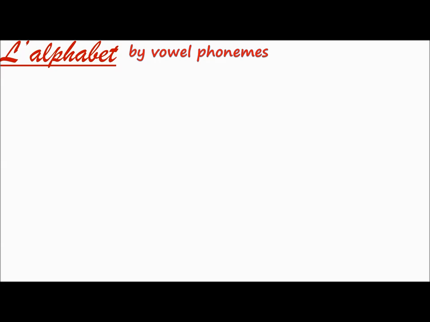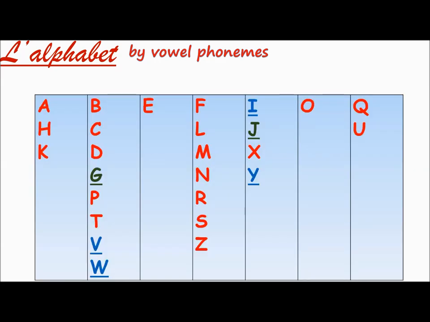and let's have a look at this. So, classified by vowel phonemes, this is what happens. Each column corresponds to 1 phoneme, as we've just seen in the graph before. So we've got your A column, and then your E, E, E, I, O, U.